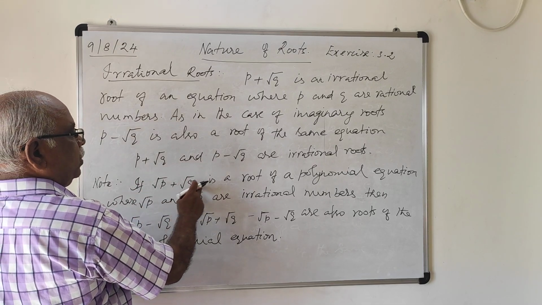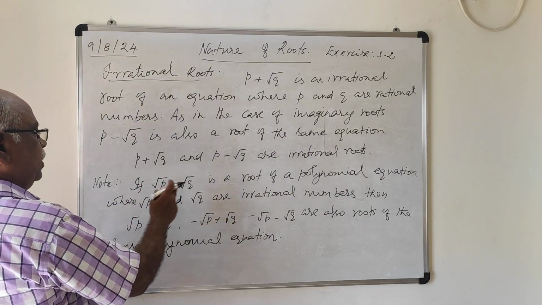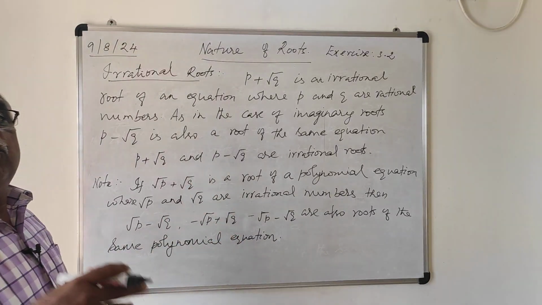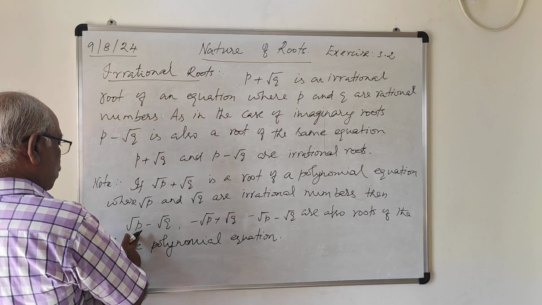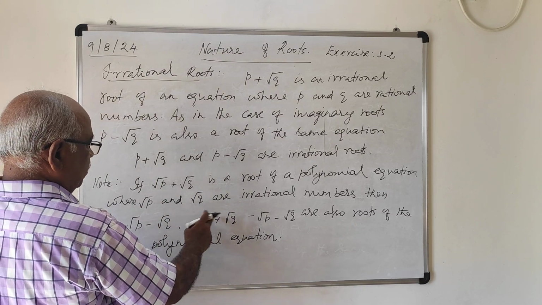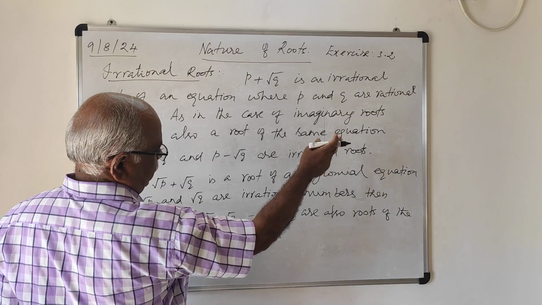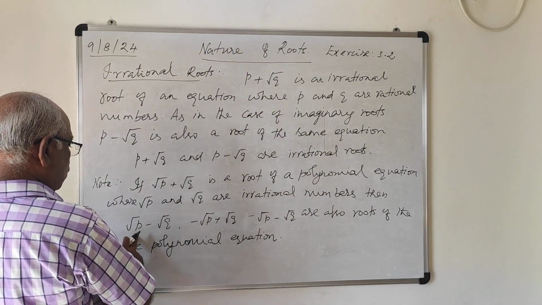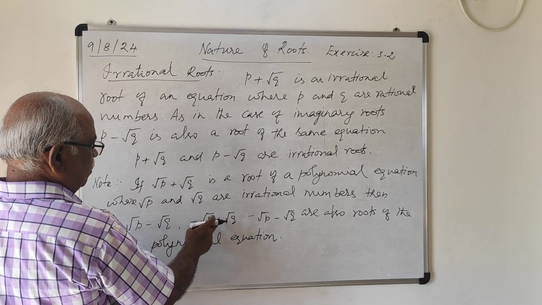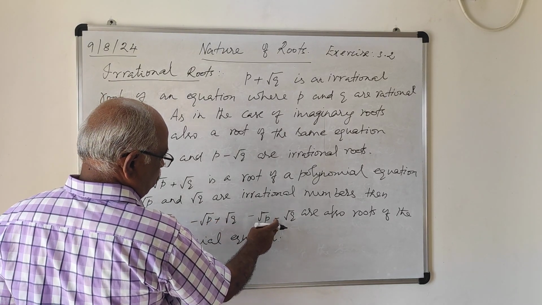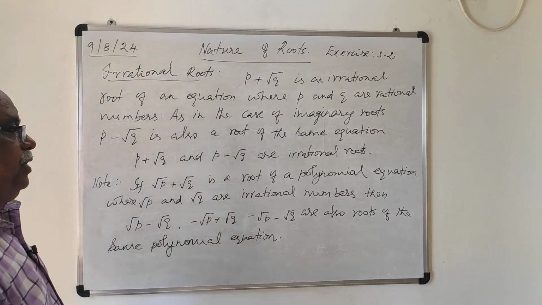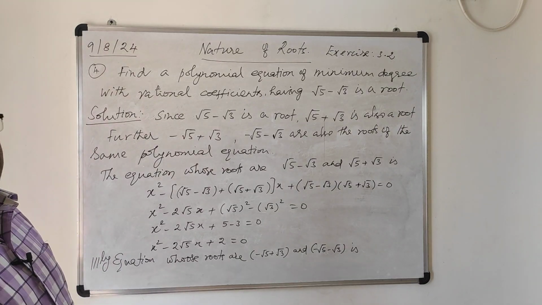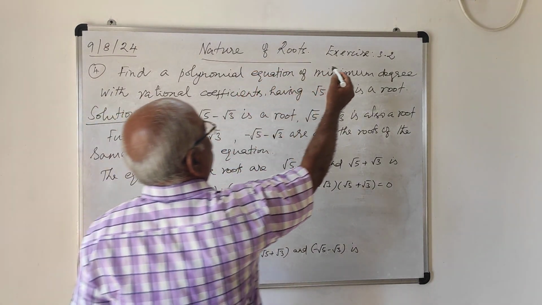If root p plus root q is the root of a polynomial equation where root p and root q are irrational numbers, then we can also find three more irrational roots, which are root p minus root q, minus root p plus root q, minus root p minus root q. So totally four roots are there. What are they? Root p plus root q, root p minus root q, minus root p plus root q, and minus root p minus root q are the four roots of the same polynomial equation. Okay? Now we are going to solve one problem using irrational roots in exercise 3.2.